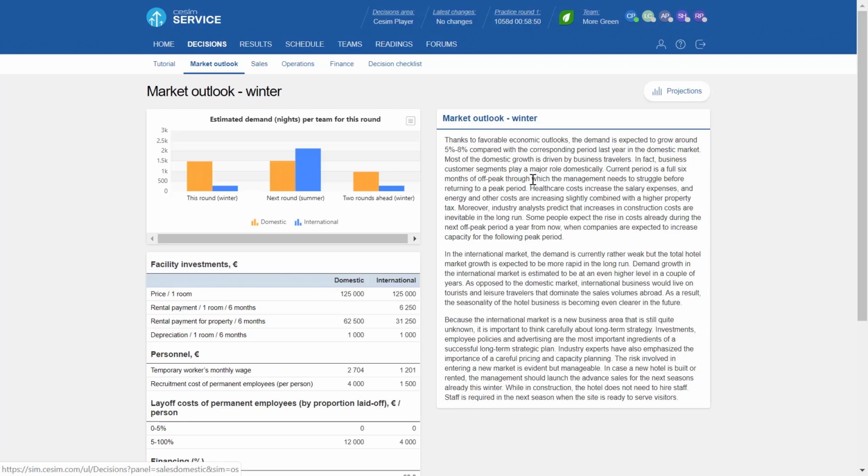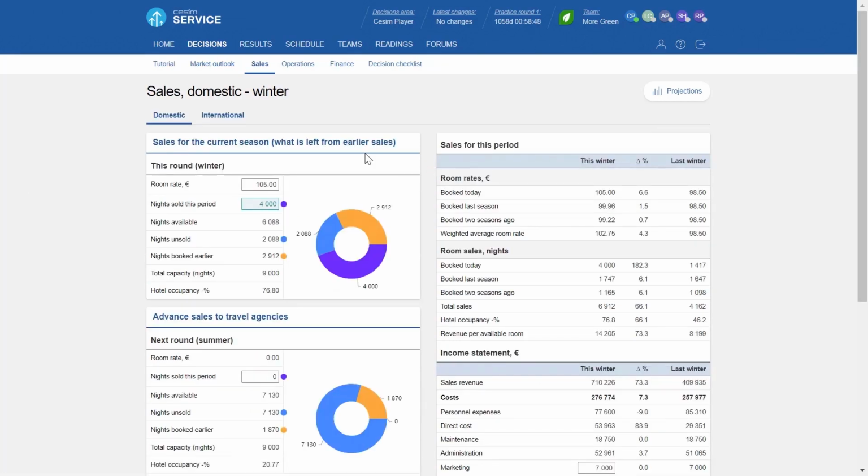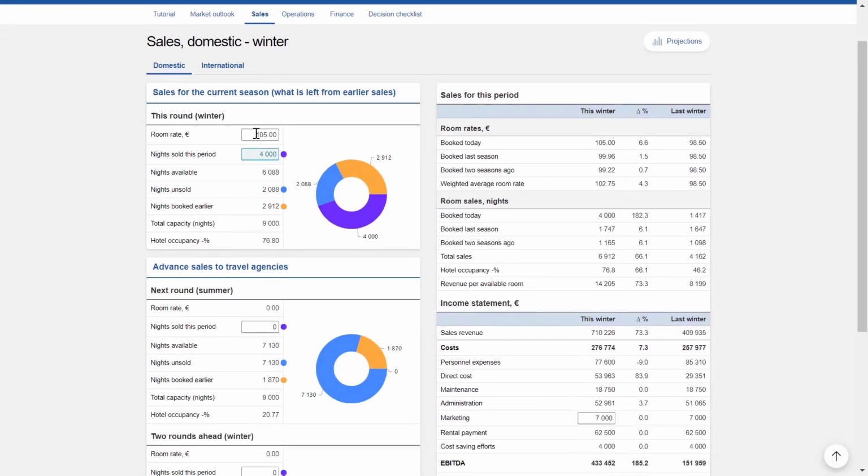Now we go to the sales page, and here on the sales page we start making actual decisions. So now we sell the room capacity to our guests directly, which is done here in this box. Basically we give a price, and then the customers come or they don't come. Here we make the estimation about how many nights we expect to sell during the round.